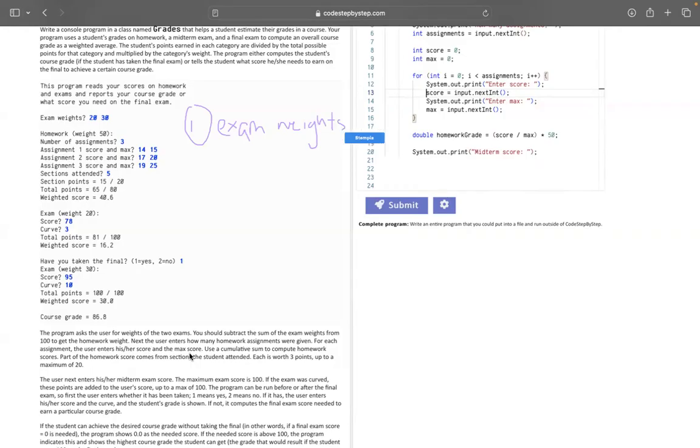So the first thing you want to keep track of are your exam weights, and the reason why is because if you look at the sample program output, it's like gold, right? This is exactly what you want to follow. And the first thing that I print out and ask for is exam weights right here. So you have to keep track of that. You know that the user is going to have a midterm score and a final score, so they're always going to input two numbers. So you should have two variables to keep track of those, right?